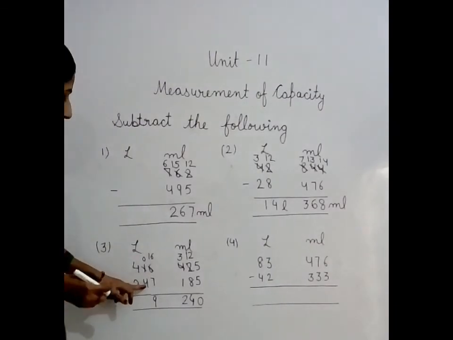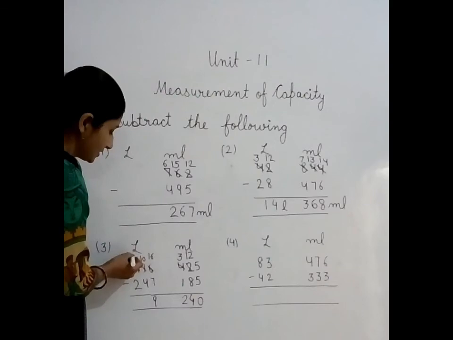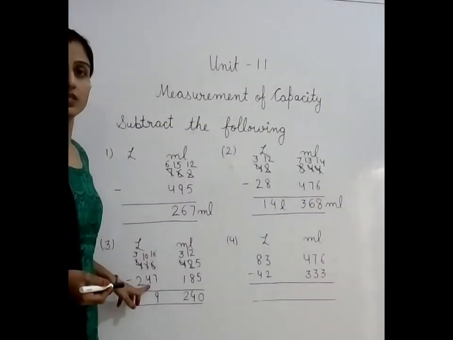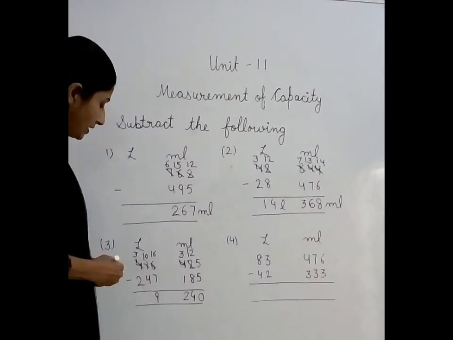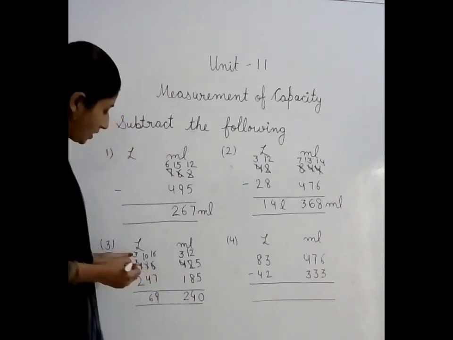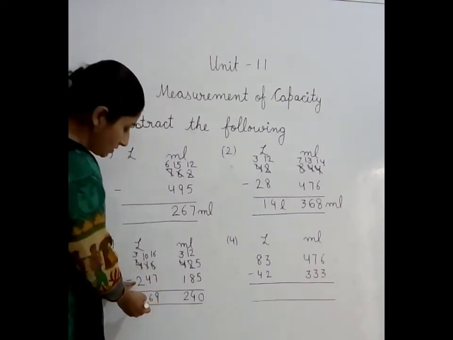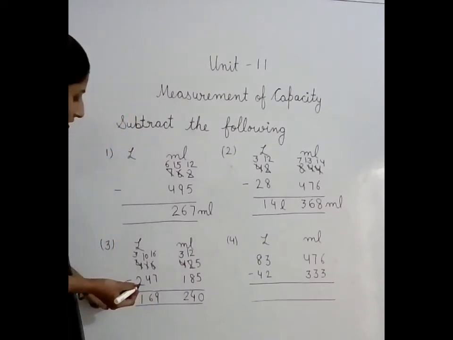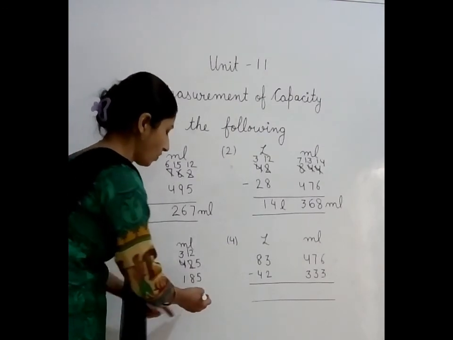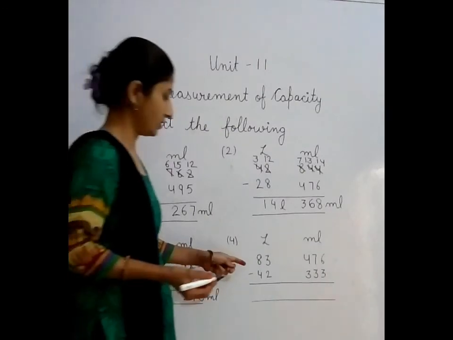0 minus 4 not possible. Taking borrow. Here is 10 and here is 3. 10 minus 4 is? Yes, 10 minus 4 is 6. Now 3 minus 2 is? 3 minus 2 is 1. So what is our answer? Our answer is 169 liter 240 milliliter.